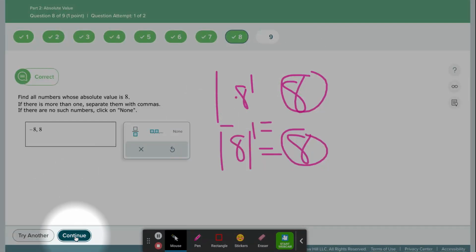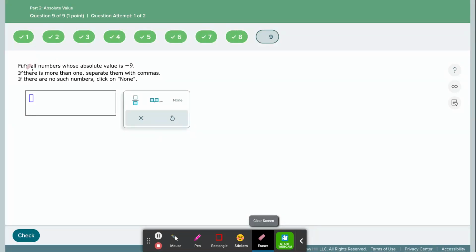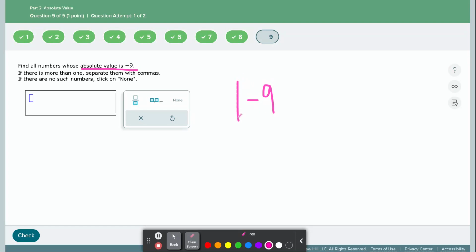Moving right along, last problem. Find all the numbers whose absolute value is -9. Again, you guys, -9, that's the absolute value that I want. So if I have -9, am I going to get an absolute value of -9? Is this a true statement? No. Why is this not a true statement? Would the absolute value of -9 give me -9? No.